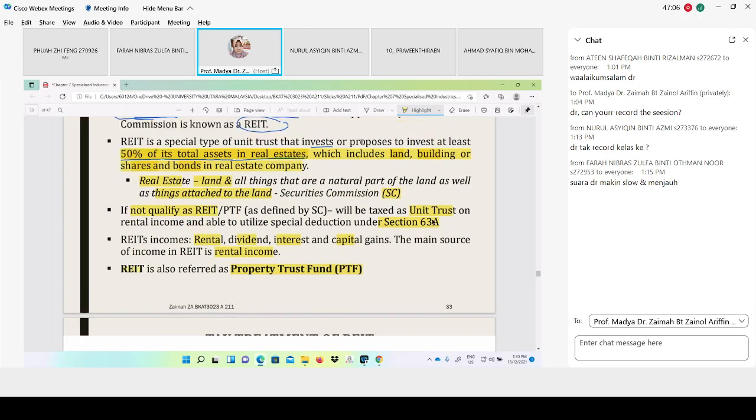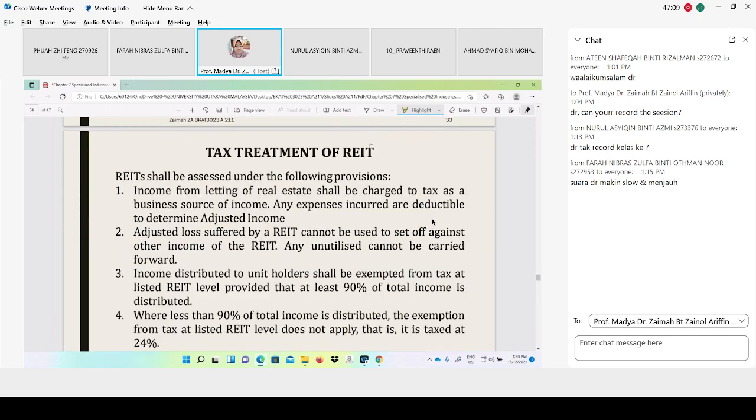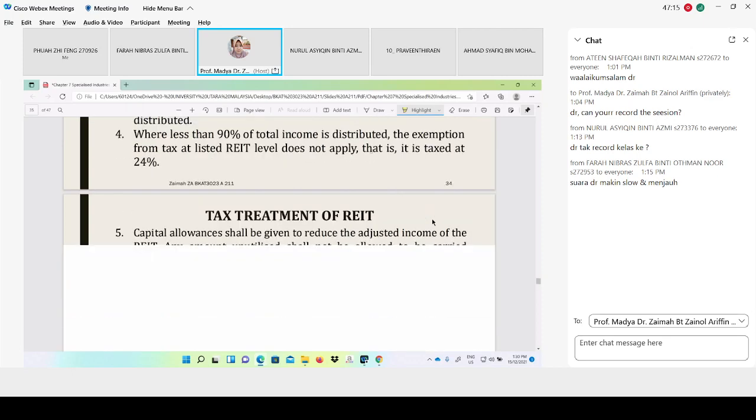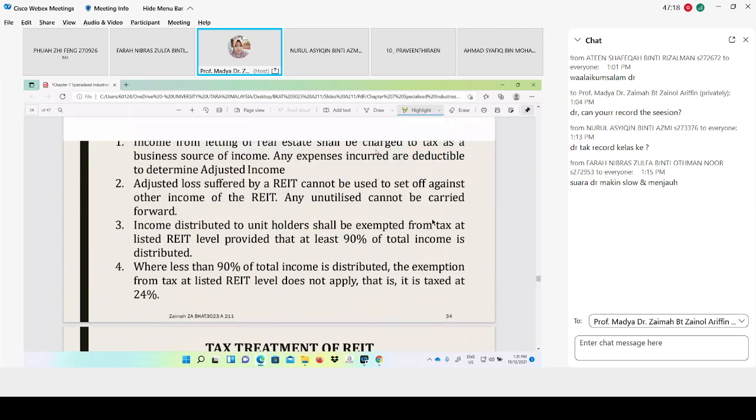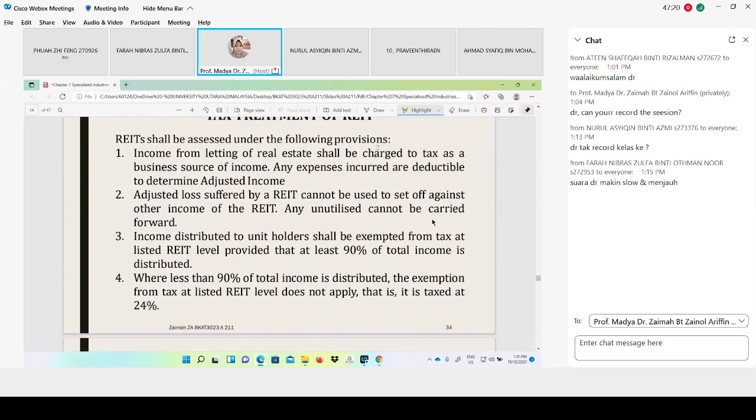Okay, so the tax treatment of REIT, if I'm not mistaken, has 8 items. The first one: income from letting of real estate shall be charged to tax as a business source of income. Remember the ISC last time, for the listed ISC, we considered income from the listed ISC a business source of income. So same here.